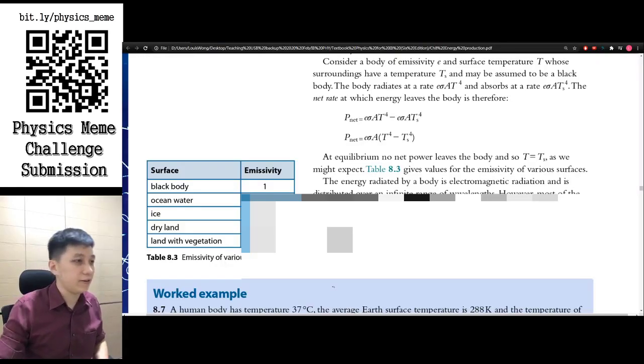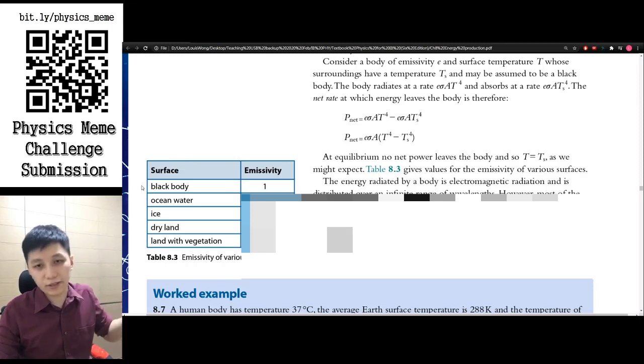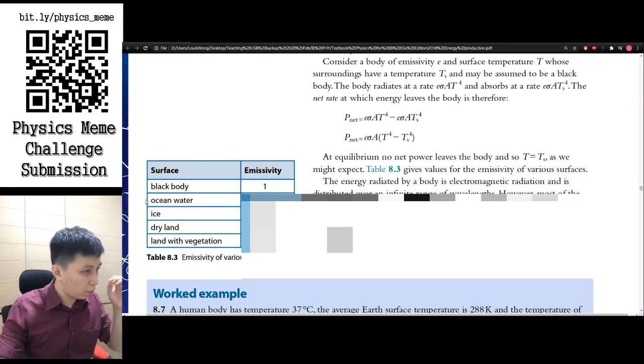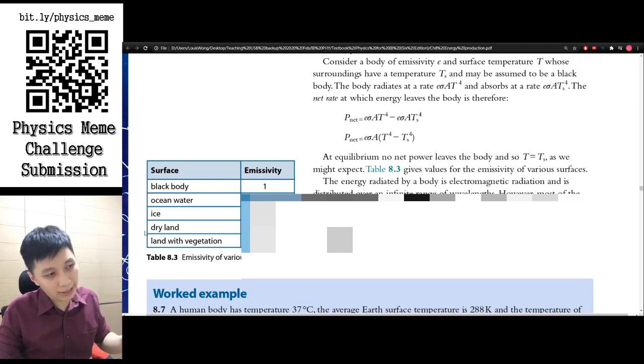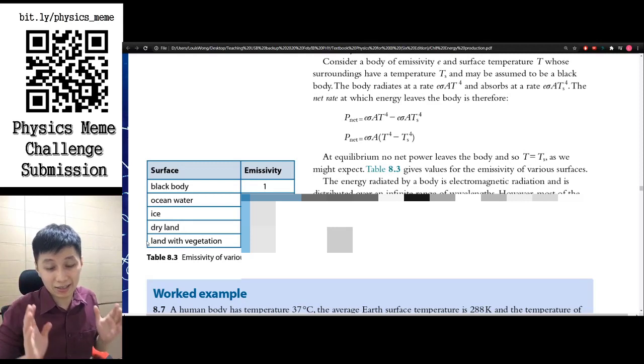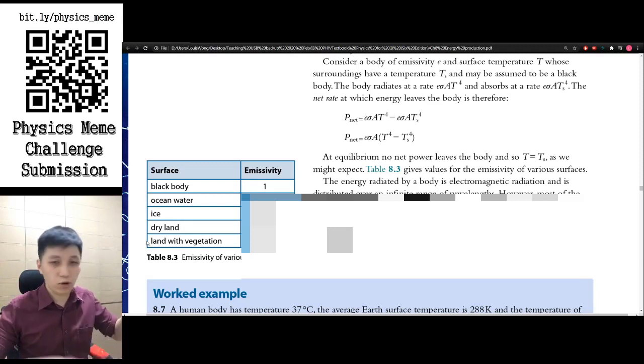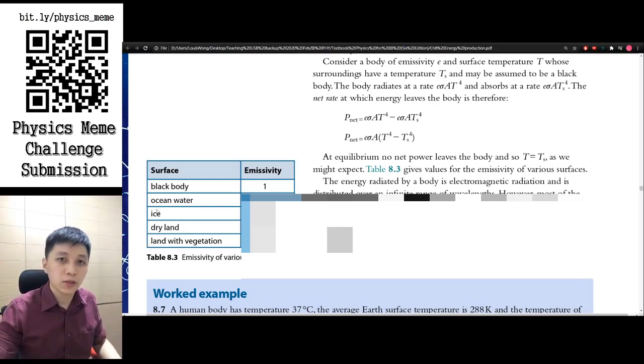Let's play a game here. You can see there are different kinds of surfaces on the lids here, including black body, which obviously the emissivity is 1. But then for ocean water, ice, dry land, and land with vegetation, I want you to rank them, in whatever ascending or descending order. So pause the video right now, try it out, and we'll look at the answers later on.